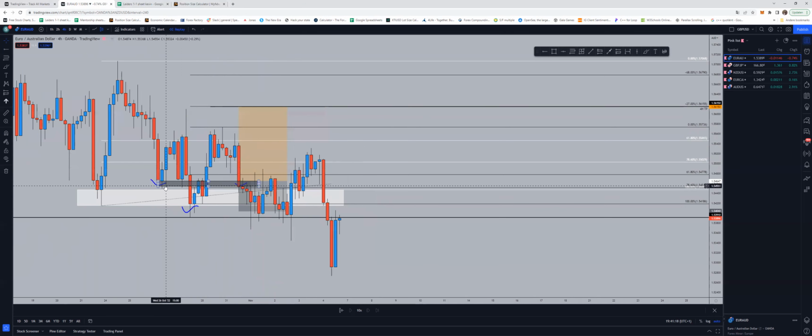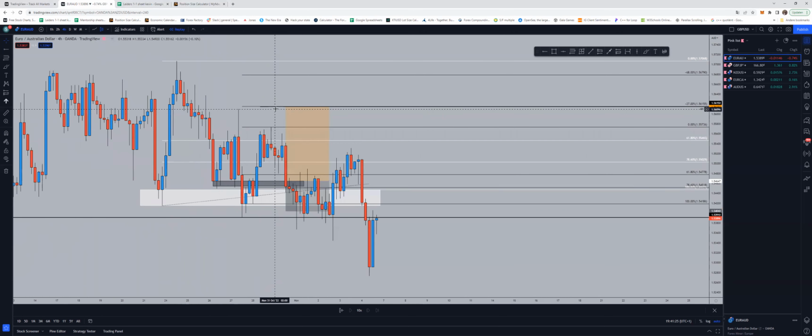So I took the limit and yeah, we had the minus 1%, nothing to do about it, just move on to the next trade. Yeah, it was a good trade followed by the plan. So the next trade was GBPJPY.